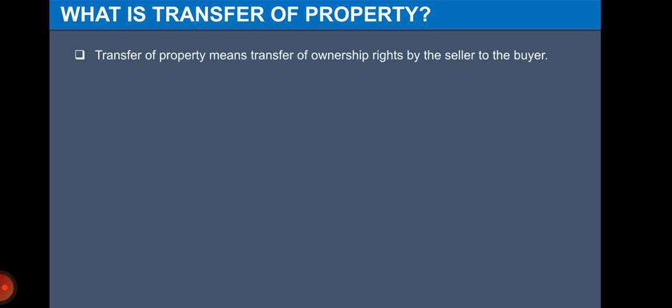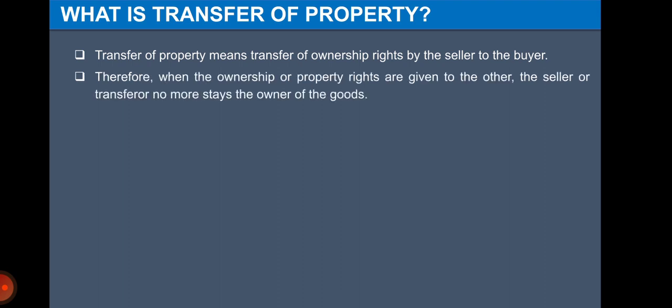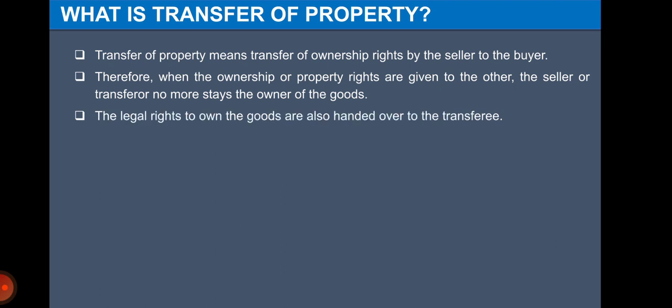Now let us discuss what is transfer of property. So transfer of property means when the ownership rights are being transferred by the seller to the buyer. So here when ownership or property rights are given to the other person, the seller or the transferor no more stays the owner of the goods. The legal rights to own the goods are also handed over to the transferee.